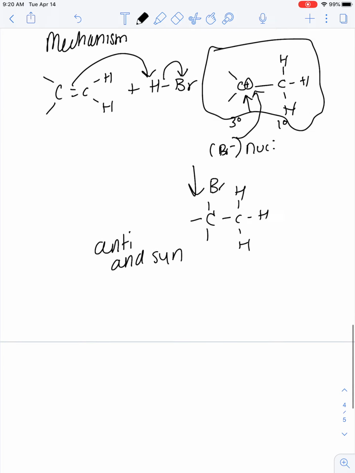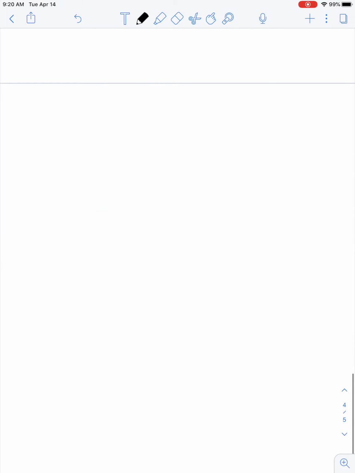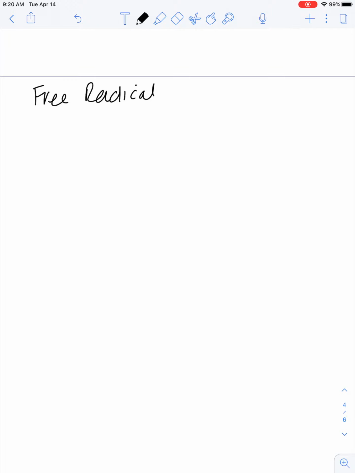If we look at the addition of anti-Markovnikov, this is going to be free radical addition, which should ring a bell from an earlier chapter. So free radical addition of HX, and this is going to be the anti-Markovnikov addition. When you hear anti-Markovnikov, you should immediately think that the X, or the halogen, is going to go to the least substituted carbon atom.